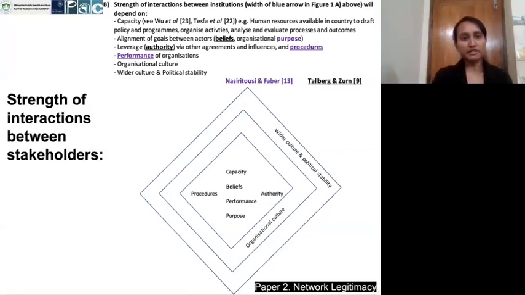The figure shows the strength of interactions between institutions, which depends on capacity. For example, enough human resources to draft policy and programs, organize activities, analyze and evaluate process and outcomes; alignment of goals between actors; leverage via other agreements and influence and procedures; performance of organizations; organizational culture; and wider culture and political stability. Next slide, please.